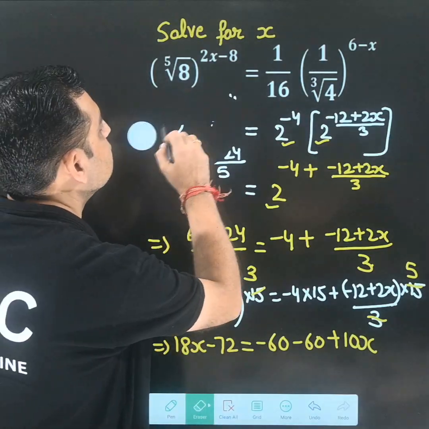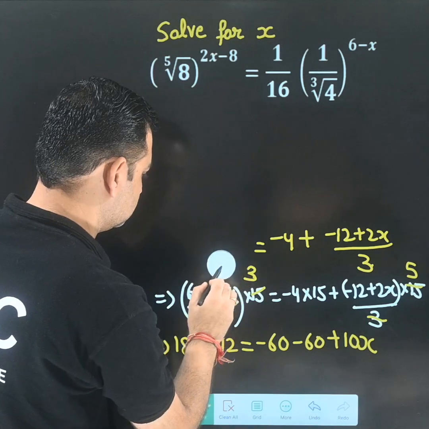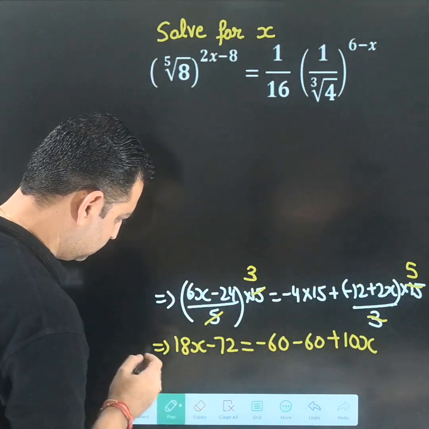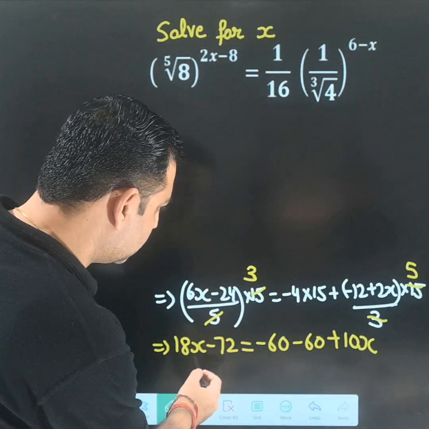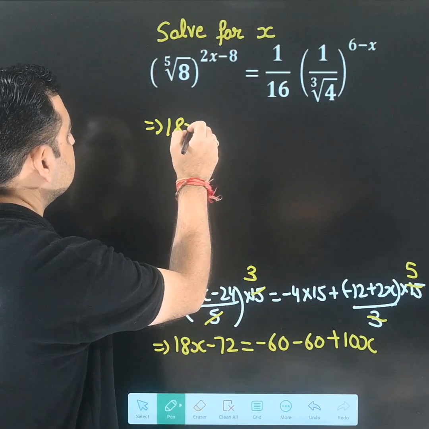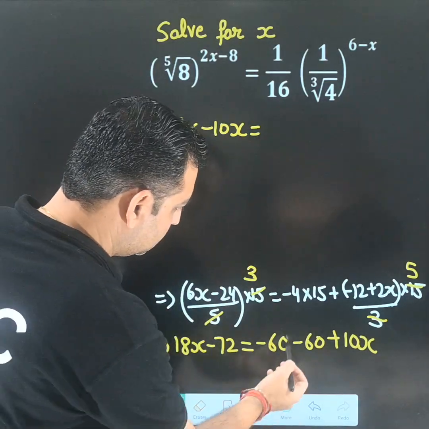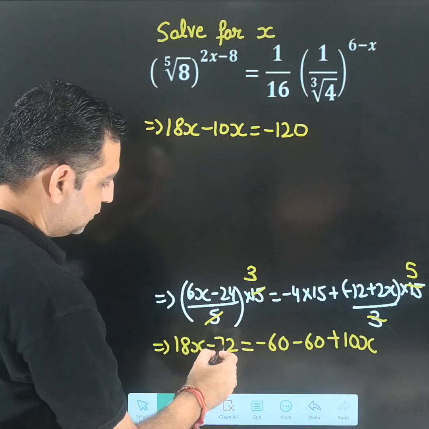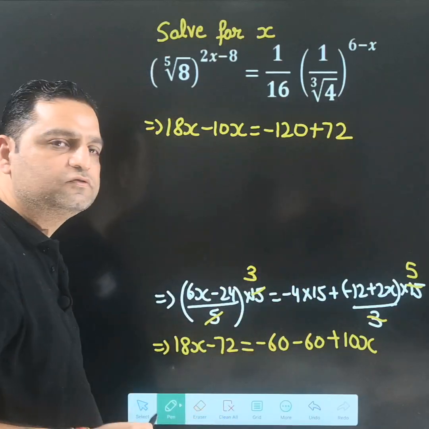Keep watching it. I'm removing some steps from the top in order to make space to continue the question. So I'm going to keep x on the left side, 18x and 10x. Yes, I'm shifting 10x to the left side with the change of sign. Minus 60 and minus 60 is minus 120. This minus 72 goes to the right side. It becomes plus 72.